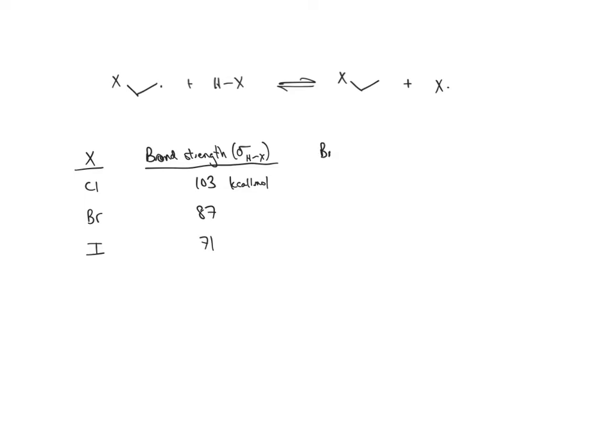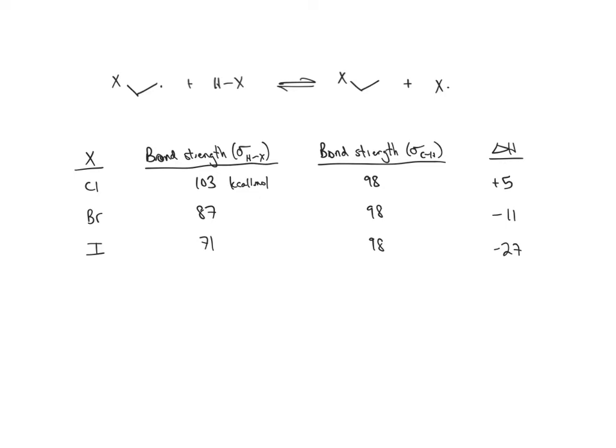If we go over to the products, the bond strength that we care about here is now the new sigma CH bond, and this doesn't change for any of them. So it's still, in this case, 98 kcals per mole. And so if we do starting material minus products, we're going to get plus 5, minus 11, and minus 27.